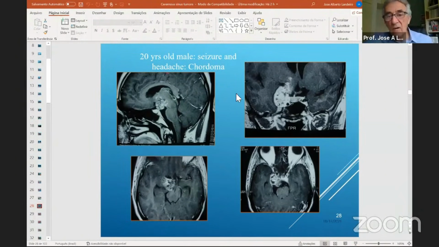Look at this chordoma from the posterior clinoid process. Probably nowadays I would do the surgery through the nose. I would do the endoscopic approach to this kind of tumor, and I would be able to remove a good part of the tumor. But 10 years ago, I did the FOZ approach to the cavernous sinus.